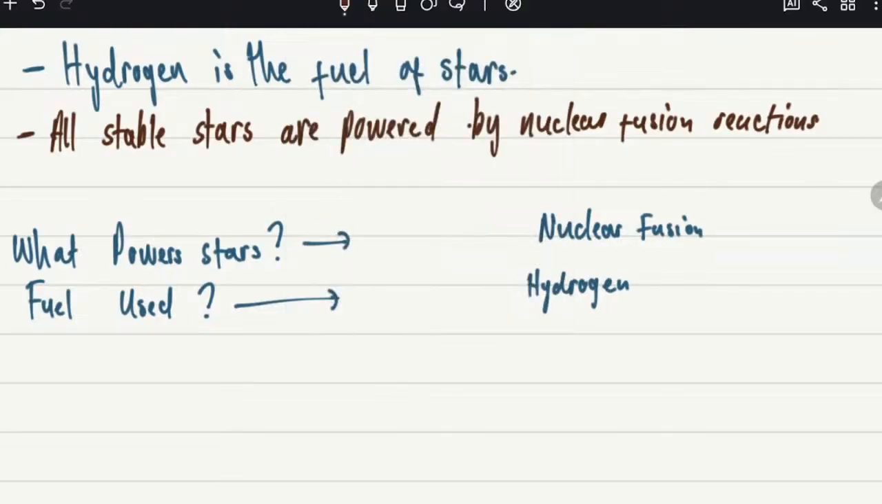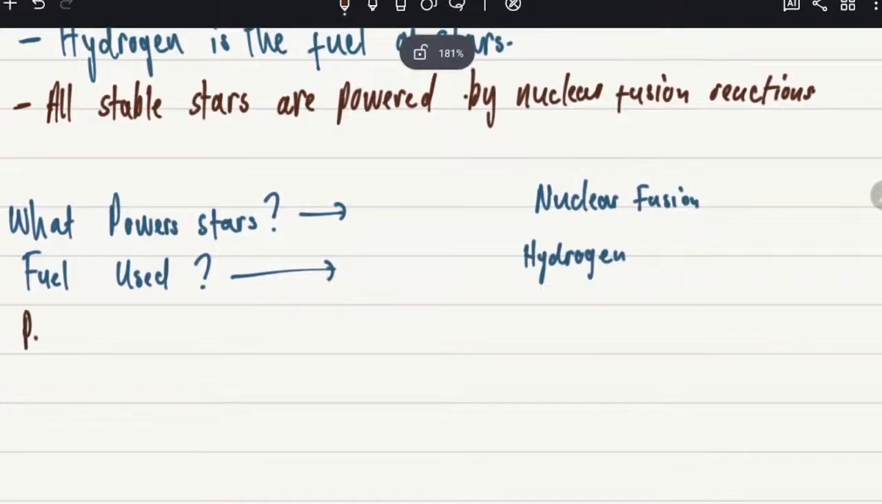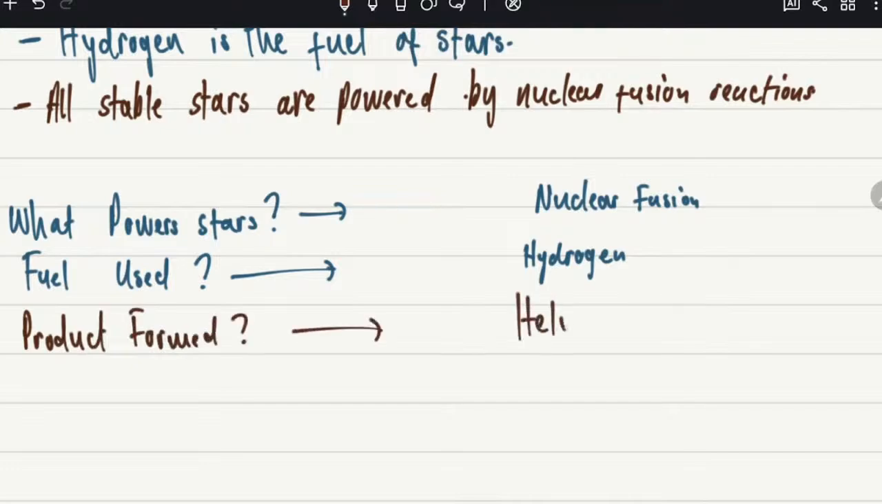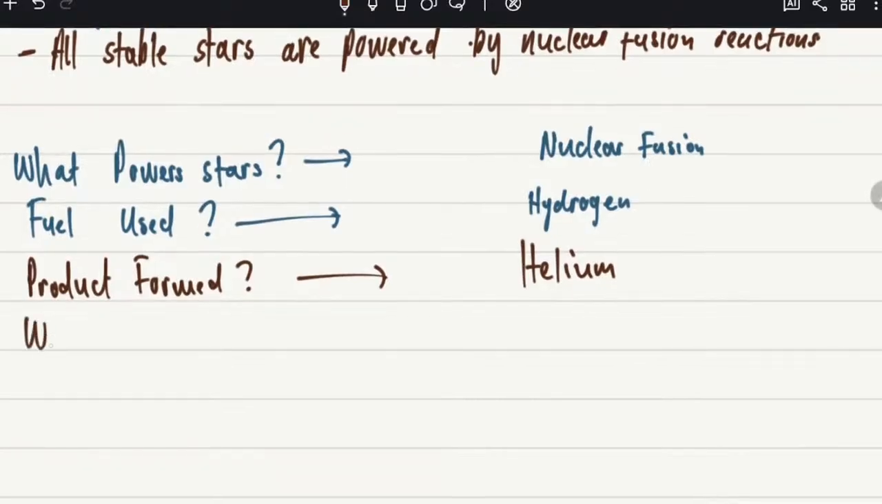So say what powers stars is nuclear fusion. All stars have nuclear fusion happening in them all the time. And the fuel used, hydrogen. So hydrogen is the one which is used as the reactant. The product that is formed, let me say product formed, is going to be helium. Okay, we know that this is not a full atom with electrons and whatever. We're talking about the nuclei. The nucleus, the nuclei. And then what is released?